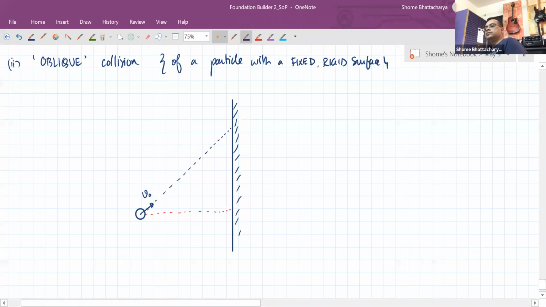In fact, let's take it as theta naught. Okay. So you can also think of it like an angle of incidence. This is the normal to the wall or the surface. So this angle here, this is the angle of incidence. Okay. Now, as this comes in contact, the collision impulse that will act on the body will again be just in the normal direction. It will not have any tangential component.